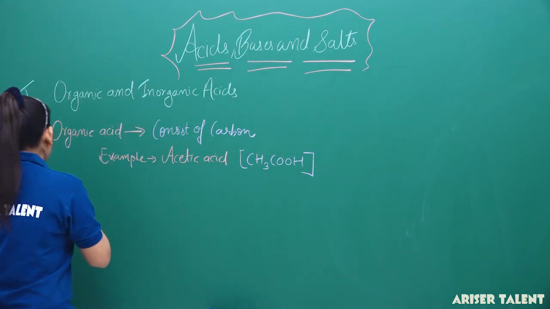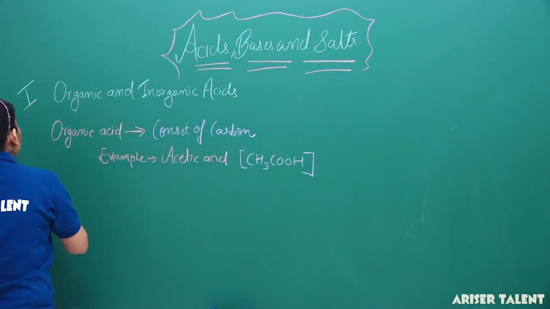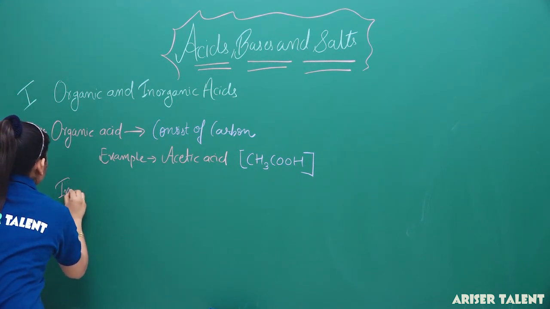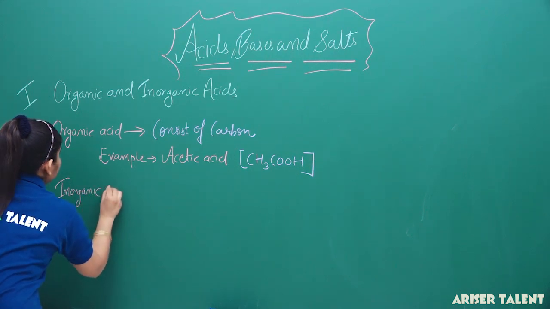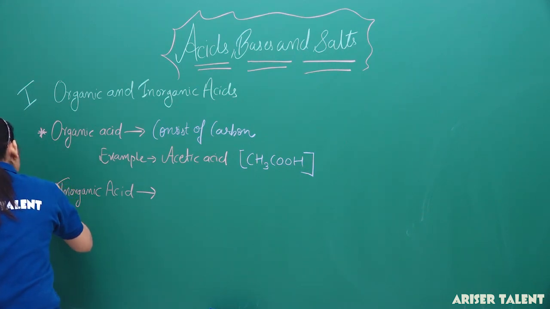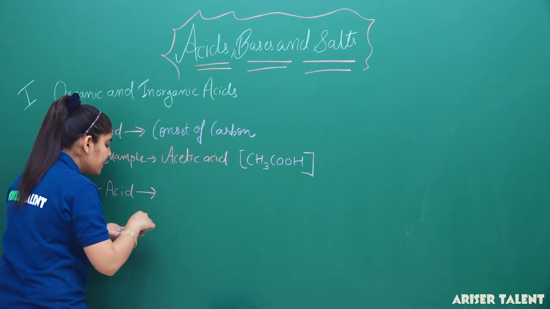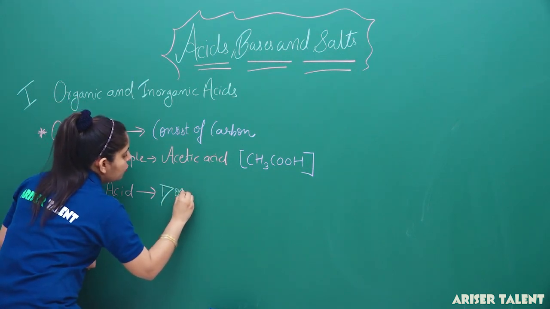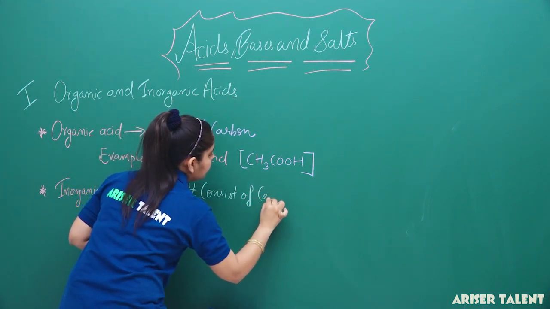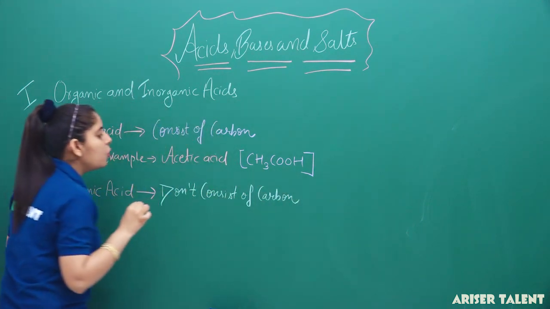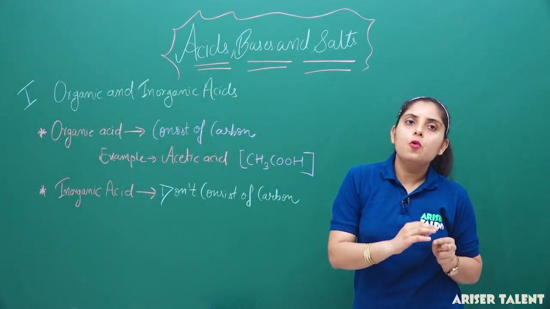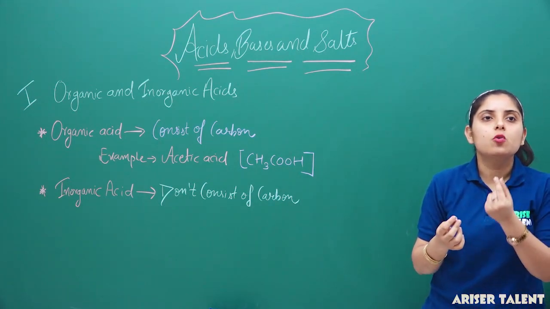Now we are coming to our second category, that is the inorganic one. Our second category is inorganic acid, and it is also known as mineral acids. These acids do not consist of carbon. So if they do not consist of carbon, it means there will be no source from an organism. It means there will be a source from minerals.